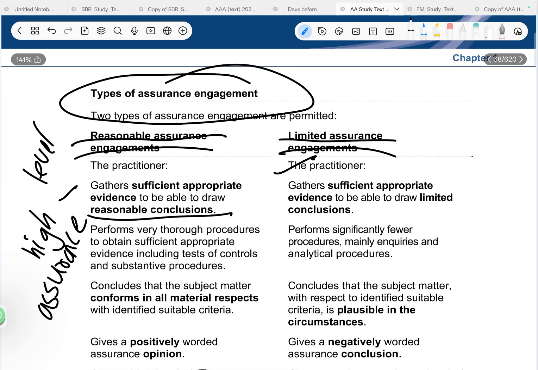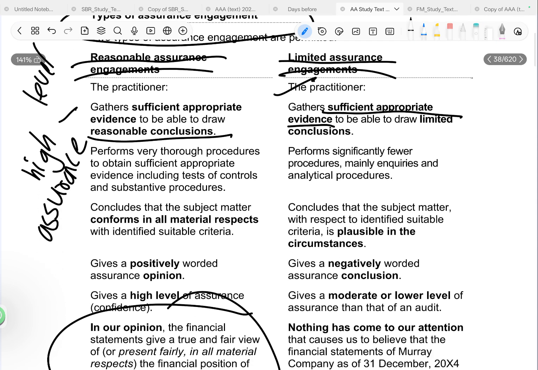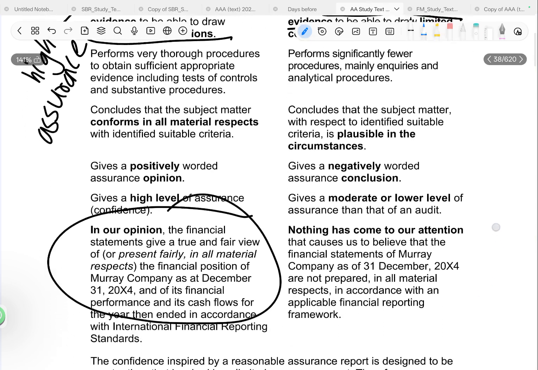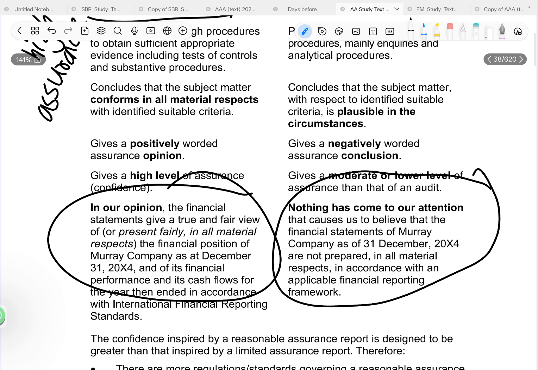Now let's move to limited assurance engagement. As the name suggests, this provides a lower level of assurance compared to reasonable assurance. The practitioner still gathers sufficient and appropriate evidence, but the procedures performed are very much fewer. Instead of very detailed testing, the practitioner mainly performs inquiry, meaning asking questions to management, and maybe analytical procedures. Since the procedures are less extensive, the practitioner cannot give a strong or positive opinion. And these are the wordings which are used in a limited assurance engagement.